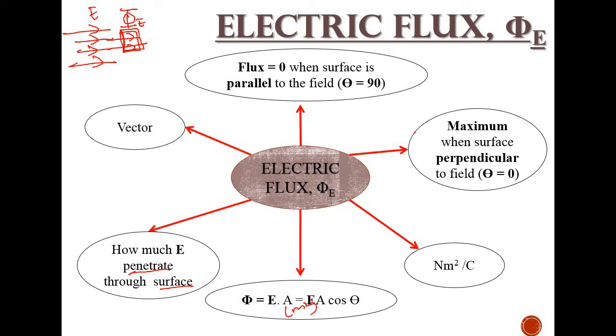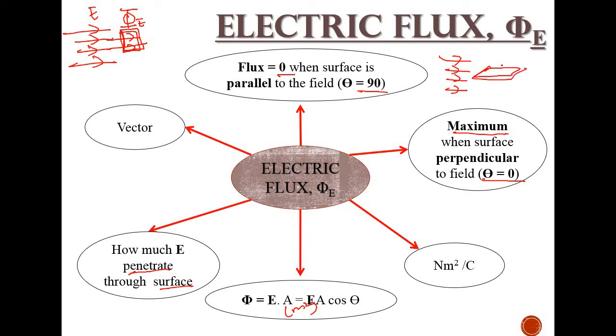We can use EA cos theta. So there are two situations: either the flux is maximum when theta is 0, or the flux is 0 when theta is 90 degrees. When theta is 0, like this example, the flux is at maximum. Let's say you have an electric field like this, but the surface is like this.